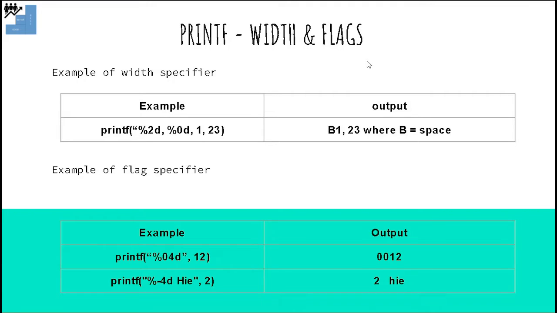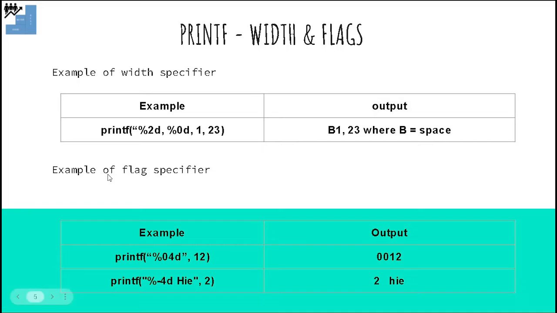Now we'll see width and flags with the printf function. Width tells what should be the width of the output printed on the monitor. If width specified by the user is less than the length of the number, then the number is printed as it is. For example, here we are saying %0d, but the number is 23, so 23 itself is printed. But if the width is larger than the length of the number, then it is prefixed by the space. Space here is shown by the character capital V.